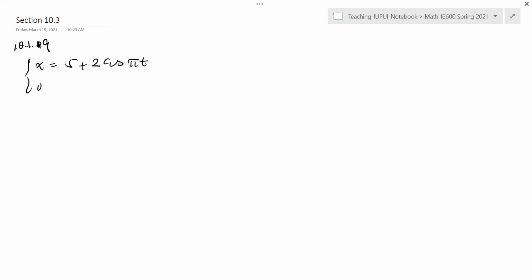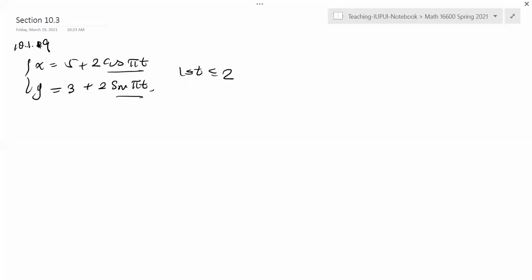You are given x equals 5 plus 2 cosine pi t, y equals 3 plus 2 sine pi t, where t is between 1 and 2. When you see this expression, you look at where the x is here: cosine, and here's the sine.